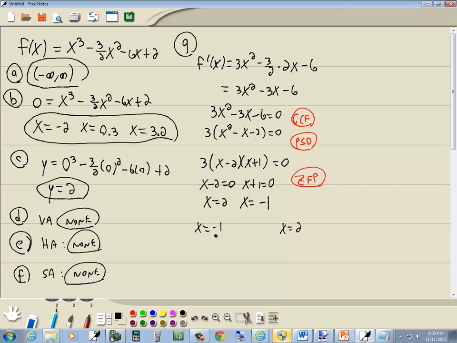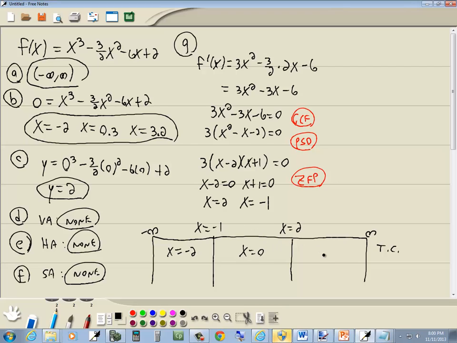Well, we want to build a table of intervals. Over here is negative infinity. Over here is positive infinity. We want to choose test cases. We want to choose something between negative infinity and negative 1, like negative 2. Something between negative 1 and 2, like 0. And something greater than 2, like 3. And we want to plug them into our derivative.